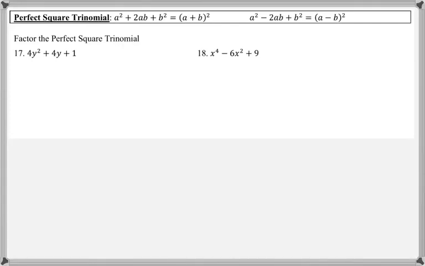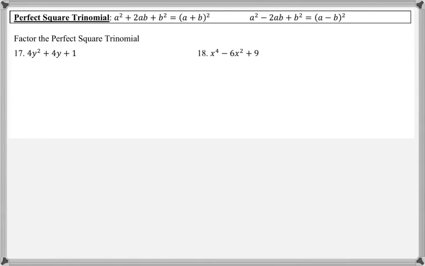Our next special form is the perfect square trinomial. These are trinomials that when you factor them, you actually get the same factor twice. So it's something squared. I usually don't use the formulas.